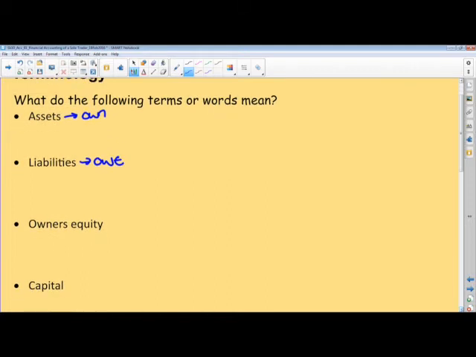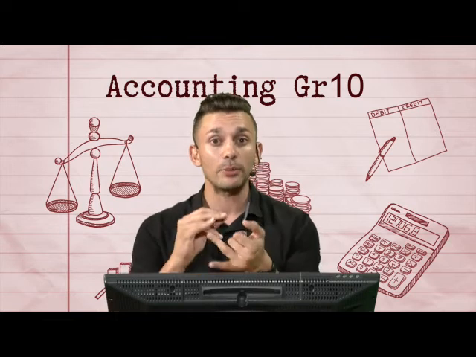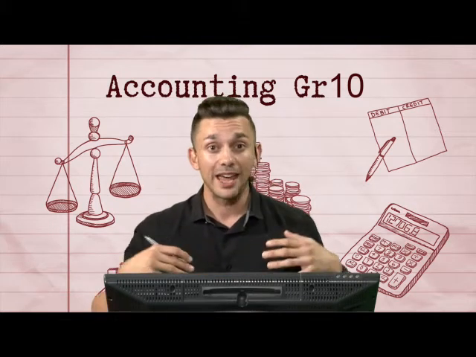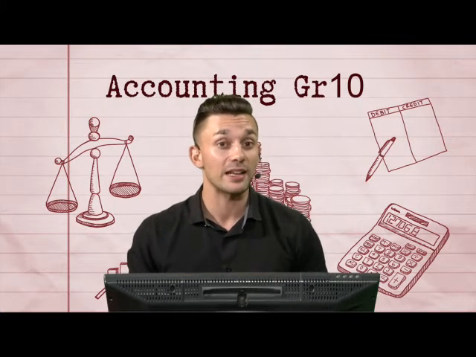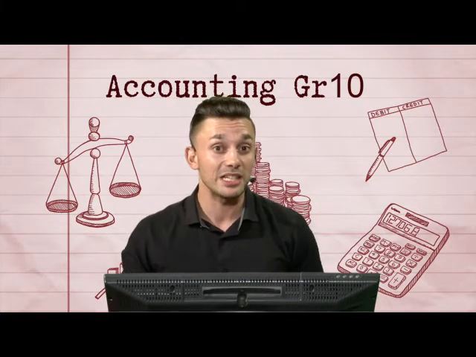Owner's equity will be firstly capital. So that's our very first type of account, your capital. And remember, capital will be anything the owner gives. It can be a vehicle, it can be equipment, it can be cash. So any of those forms will be regarded as capital when the business receives it from the owner.